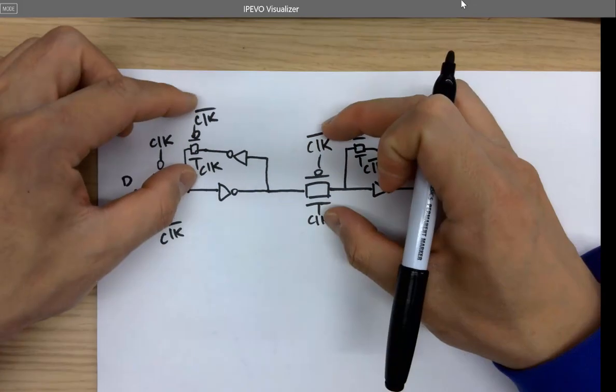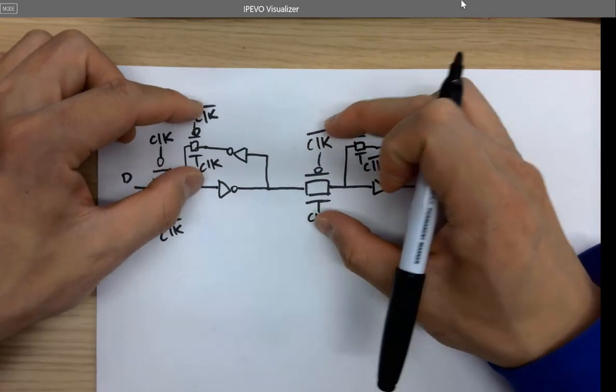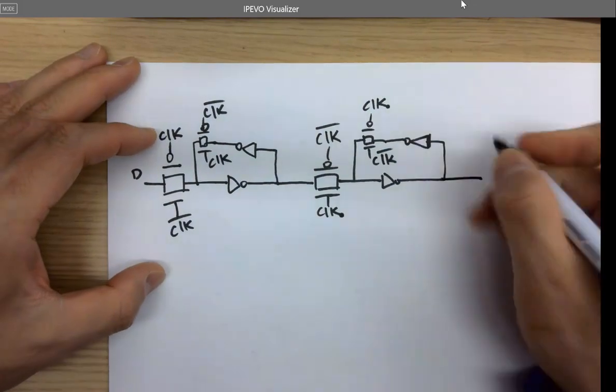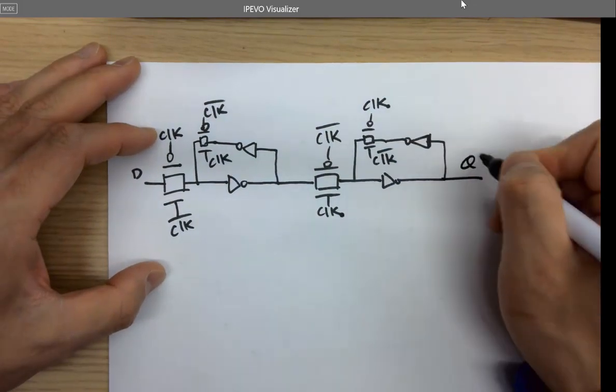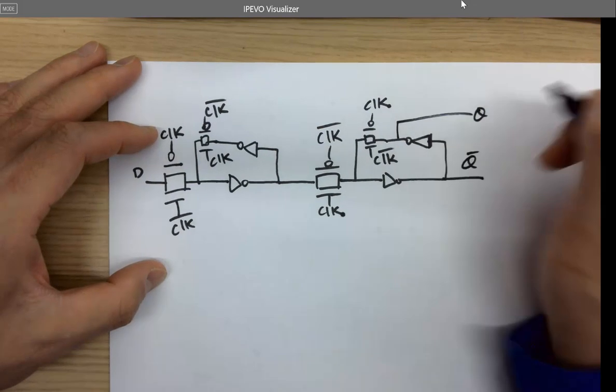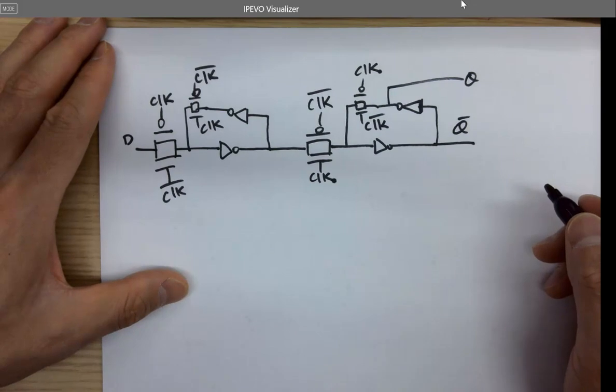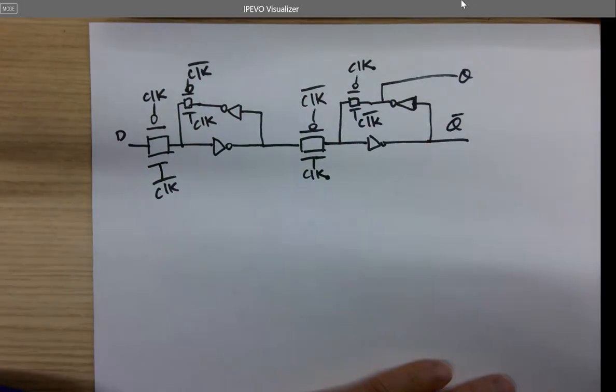So these two transmission gates have the same clock, and these two have the same clock as well. And here's Q naught, and this is Q. Is this going to do an edge trigger flip-flop?